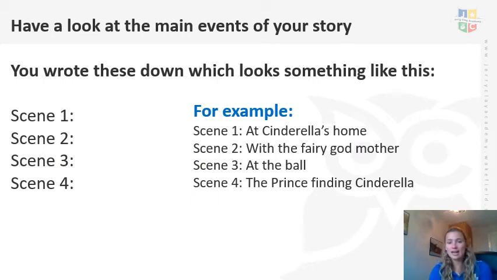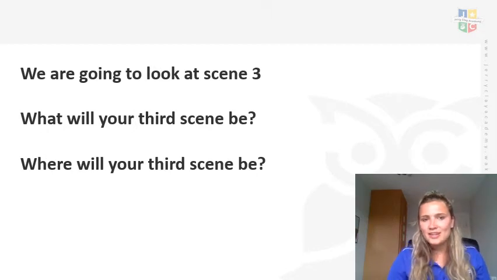Now we are going to be looking at scene 3 today. We had a go at doing our scenes and discussing what each scene was going to entail. So yours looked something like this. So we've had a go at doing our first 2 scenes to say what was going to happen, and we're now going to have a look at the 3rd scene. So please have a look to see what your 3rd scene is going to be about, and then we can move on. So I'd first like you to think about what your 3rd scene is going to be.